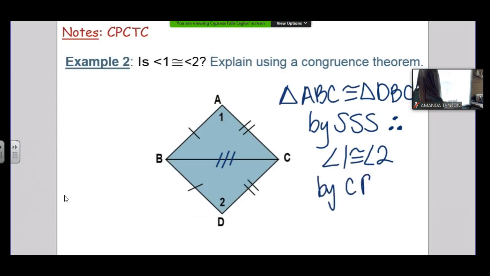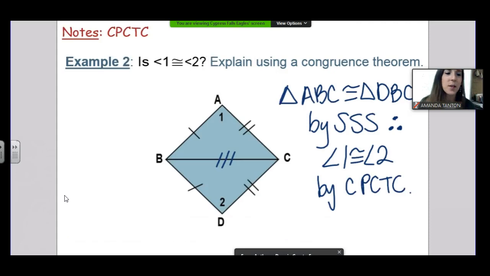CPCTC. Yay! And don't forget what you mean when you write that. When you write that, you're saying because they're corresponding parts of congruent triangles. So of course they're congruent. That's what you're saying. I think we've done enough of those.